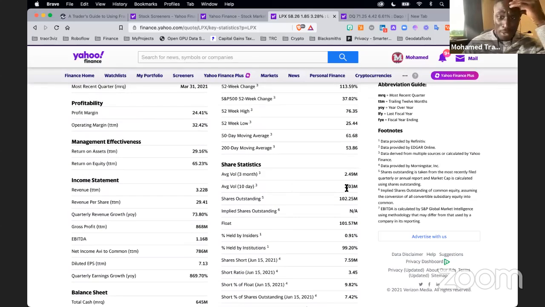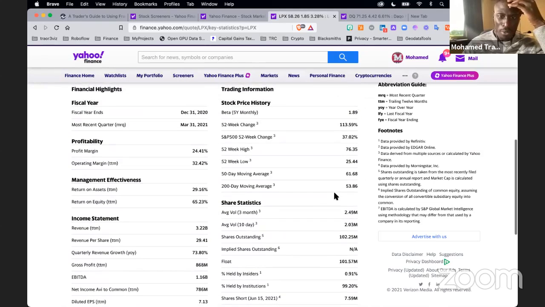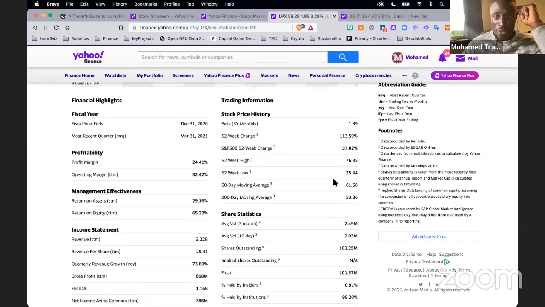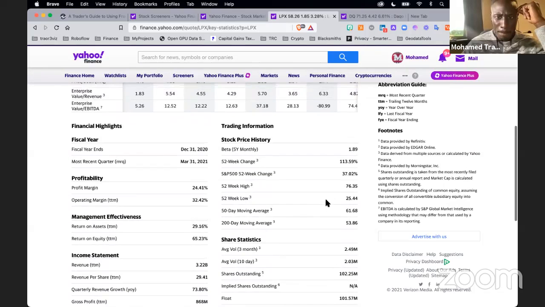Average volume 10-day, 2 million, 3-month, 2.49. So in the last 10 days, their volume has been holding pretty steady compared to the 3-month line. And 50-day moving average, like we talked about on Technical Tuesdays, how that matters and whether it's above or below the 200-day. So we're still well above. However, we are currently trading at a price below the 50-day moving average. So that's something to really watch. As you also see, that 50-day moving average is hovering really close to that short-term resistance line.